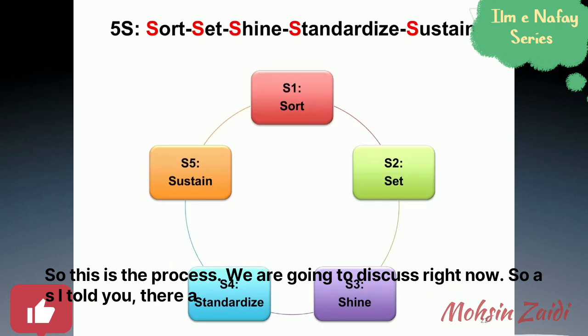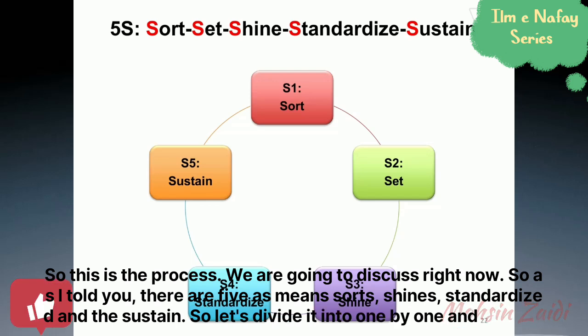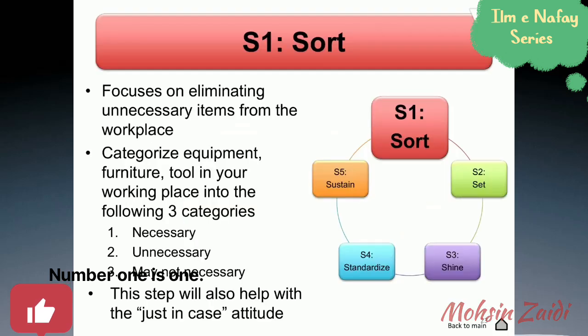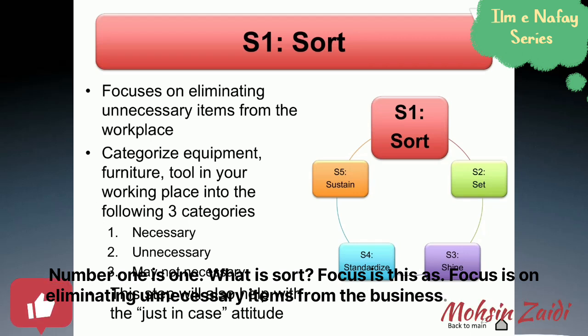So as I've told you, there are five S's, which mean sort, set, shine, standardize, and sustain. So let's divide it into one by one and discuss what they are. Number one, S1, sort. What is sort? Sort focuses on eliminating unnecessary items from the workplace.